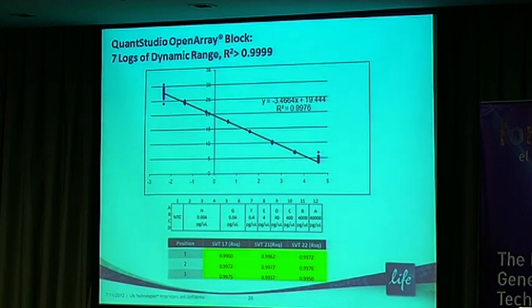Now, this is data of the actual OpenArray itself, and the reason why I show this is because there's a lot of confusion sometimes with interpreting CT values. If you look at a cycle threshold value on a traditional real-time system, for those of you that have done a lot of qPCR, we know that typically a single copy of a template would probably occur at around 36, 37, 38 PCR cycles before it actually gives a CT signal.